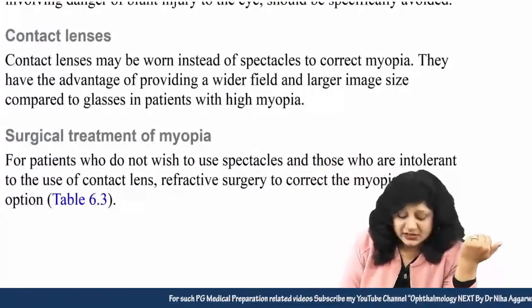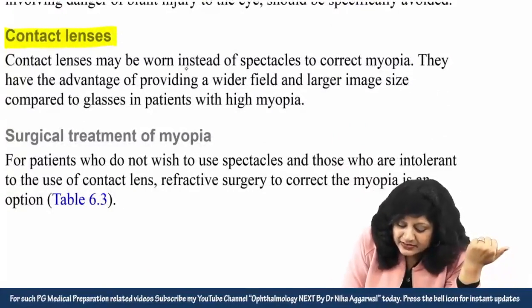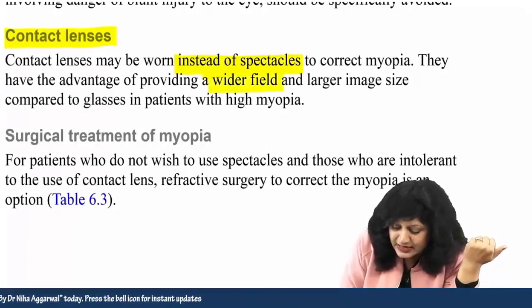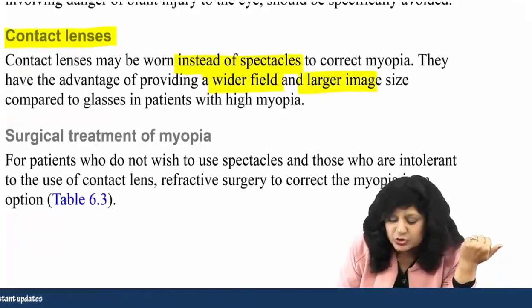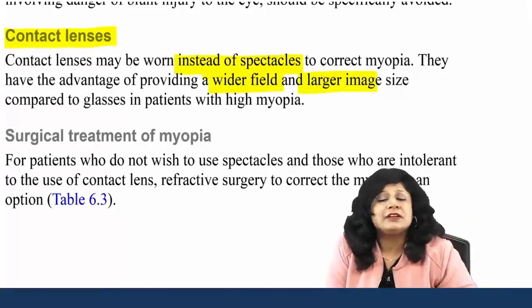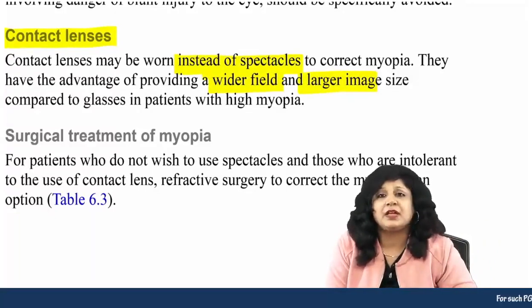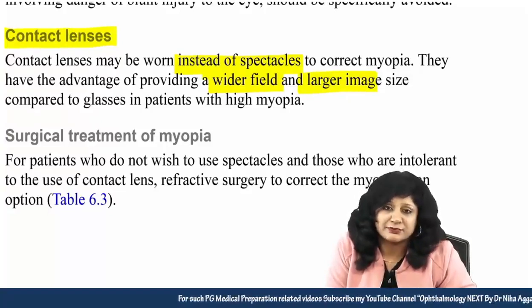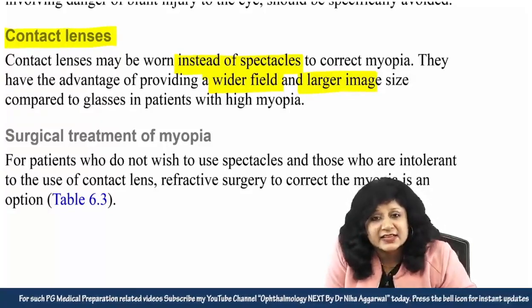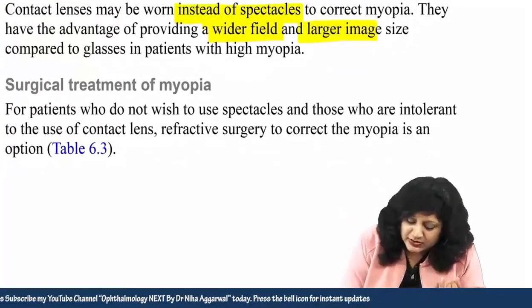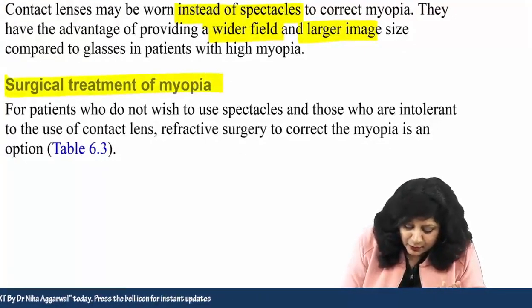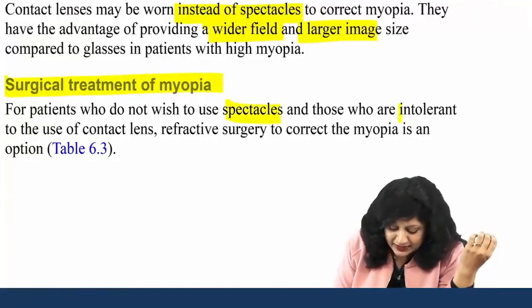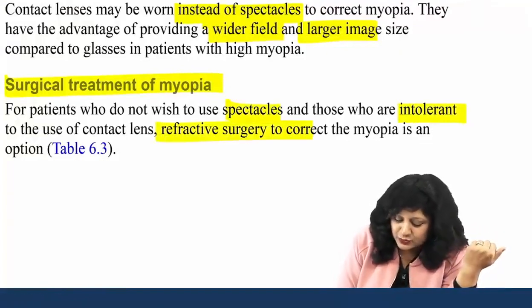Now, after the spectacles, talking about contact lenses, they may be worn instead of the spectacles. They have the advantage of a wider field and a larger image. So, as it is often said, contact lenses are better in comparison to spectacles, especially in cases of myopia, as far as the field is concerned and as far as the image size is concerned. And then the third, of course, is the surgical treatment of myopia. For the patients who do not wish to use spectacles or are intolerant to contact lenses, we can do refractive surgery.